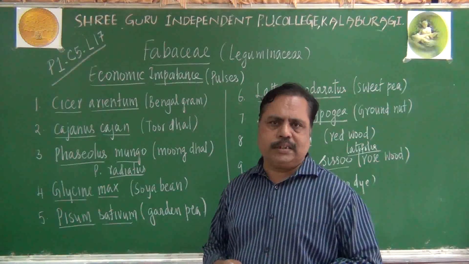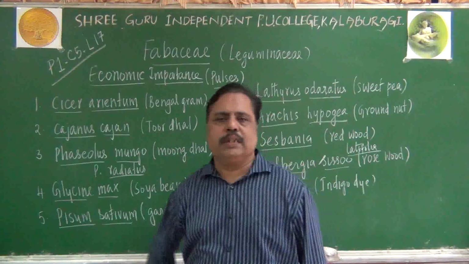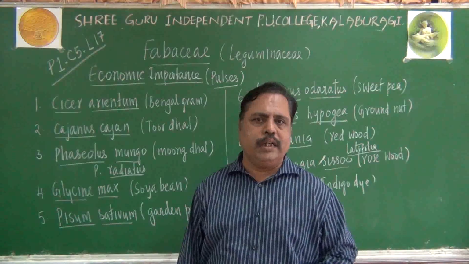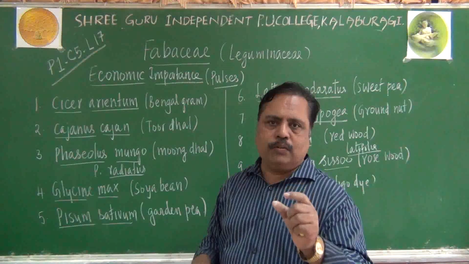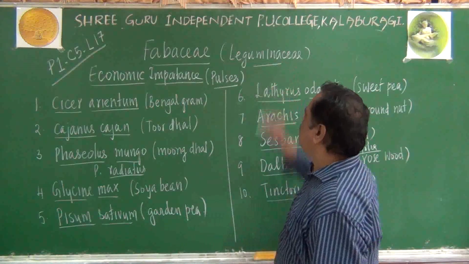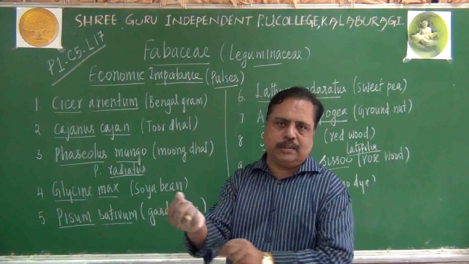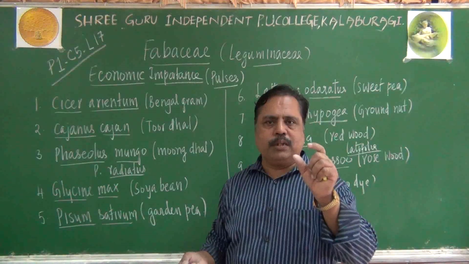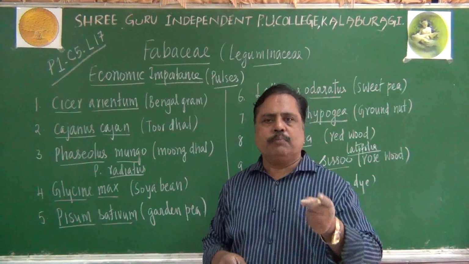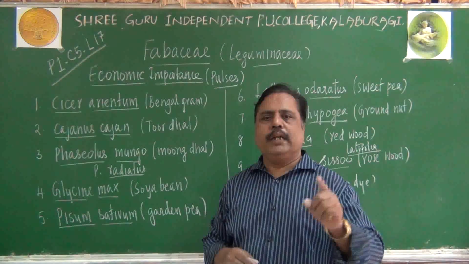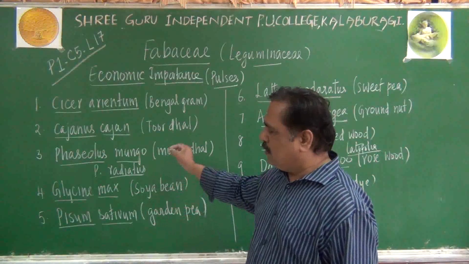What is the main point? Fabaceae includes pulses. So the pulses, the dal varieties which we use in our daily life, belong to which family? Fabaceae mainly. Fabaceae is otherwise called Leguminosae, remember. So with this, let me complete this class. In this class, we have described one angiosperm family. It is called Fabaceae or Papilionaceae. It belongs to the dicotyledons of angiosperms. So with this, let me stop here.